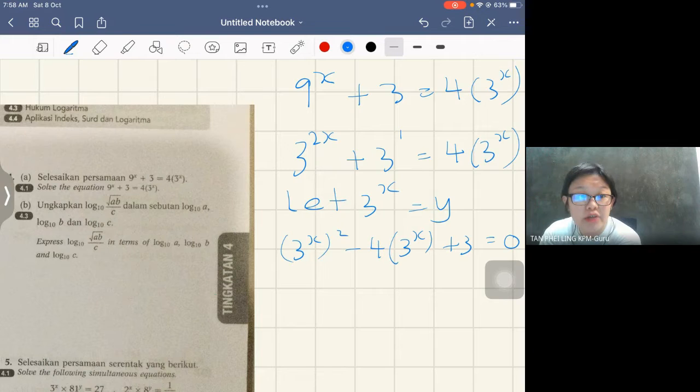Does that give you an idea? Meaning you can see that this is like a y squared: y squared minus 4y plus 3 equals 0. Do you see that? So that's the hint. Once you get stuck, you think of the possibility that you can relate to quadratic. So this becomes equals to 0.